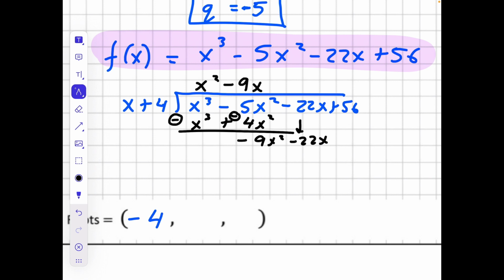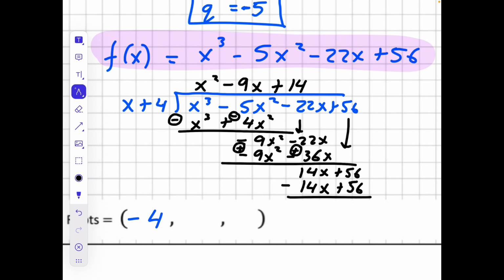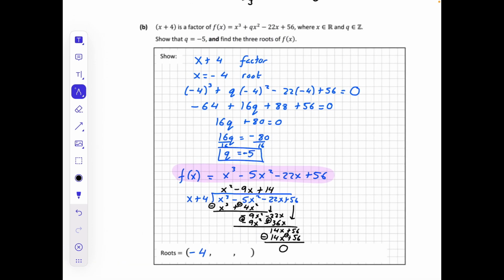X to get minus 9x squared, you multiply by minus 9. Minus 9x by x gives me minus 9x squared. Minus 9x by 4 gives me minus 36x. Change the signs. Minus 22x plus 36x will give me 14x plus 56. That'll give me plus 14 on top when I think what will I multiply x by to get 14x. So 14 multiplied by x will give me 14x. 14 multiplied by 4 will give me plus 56. Change the signs. We get 0 at the bottom.